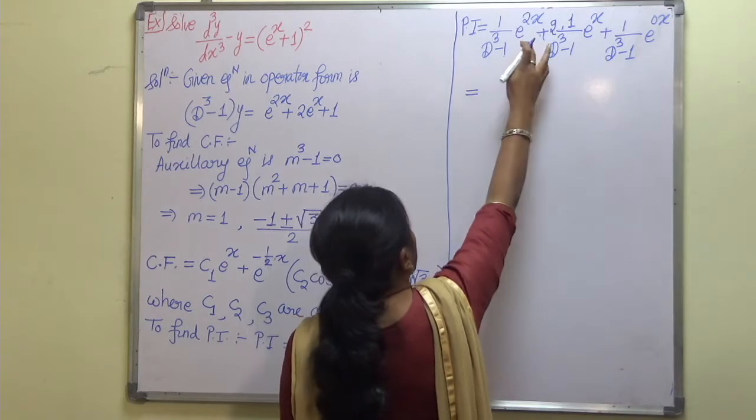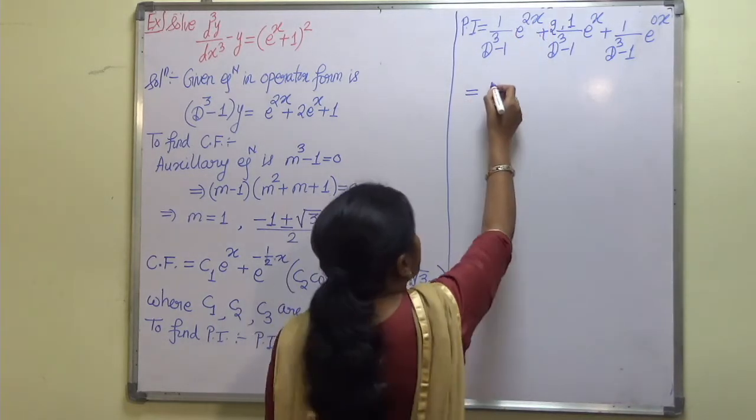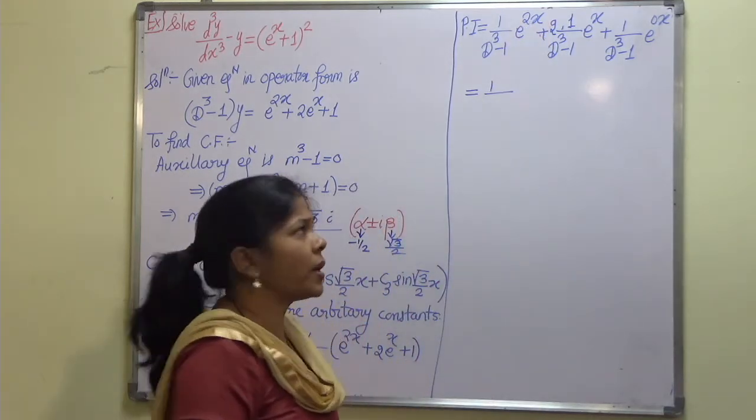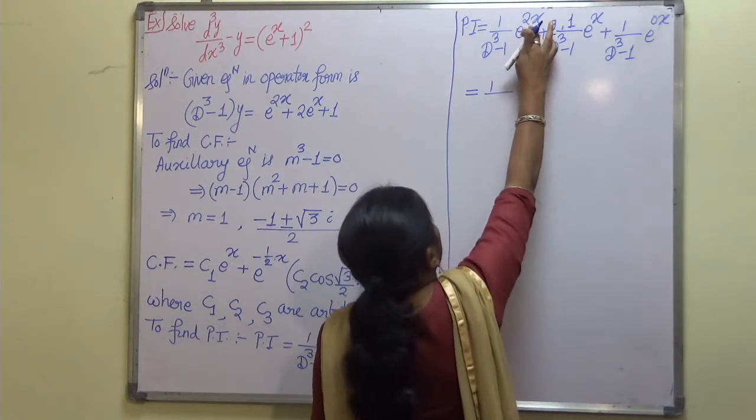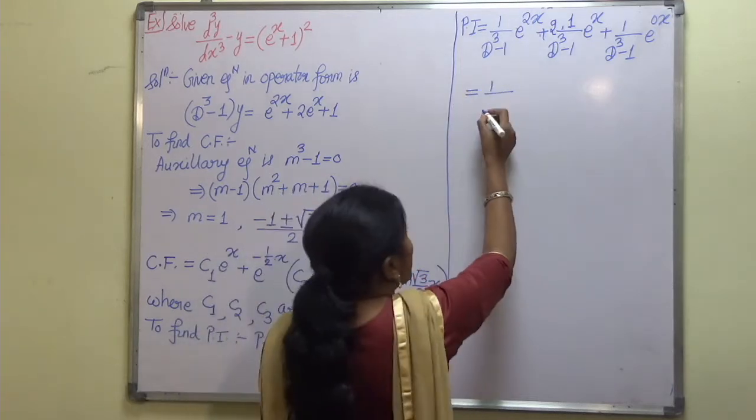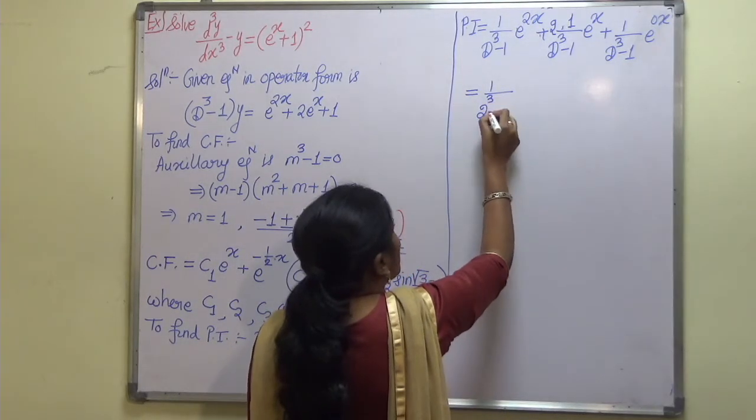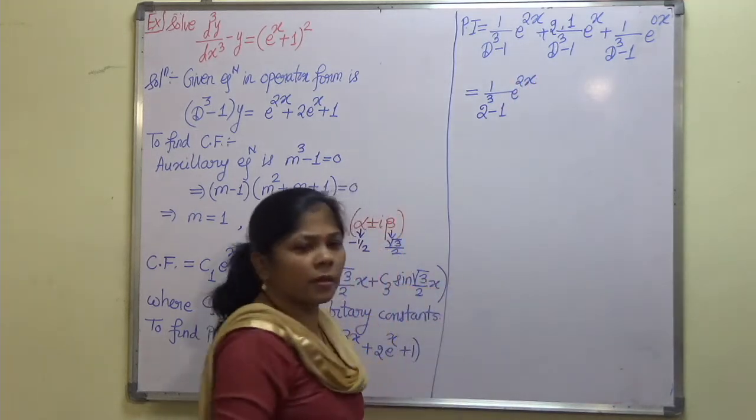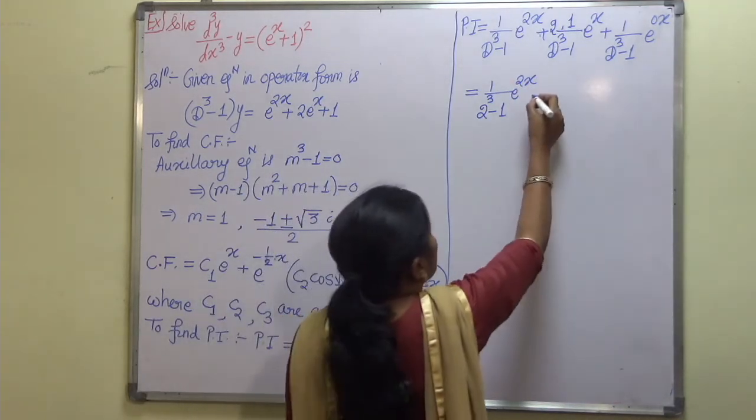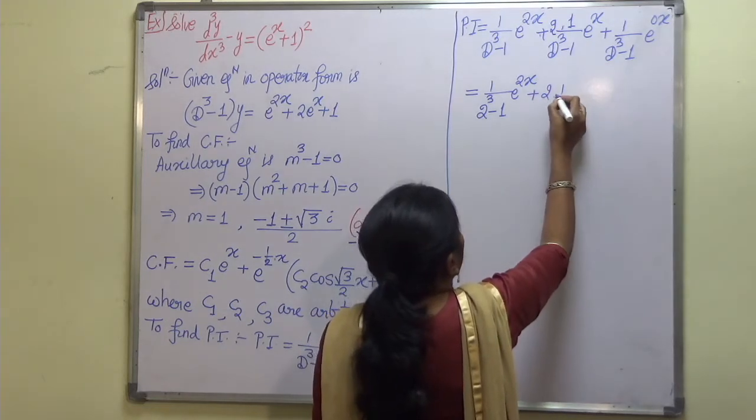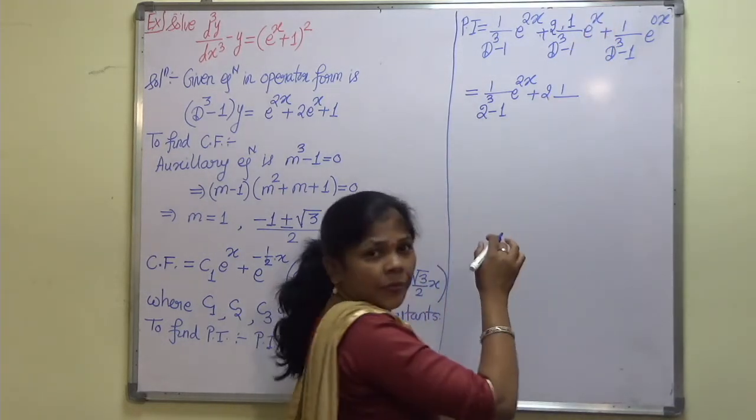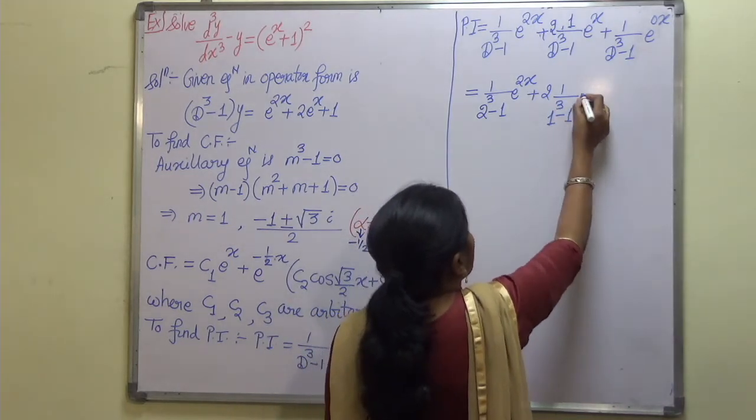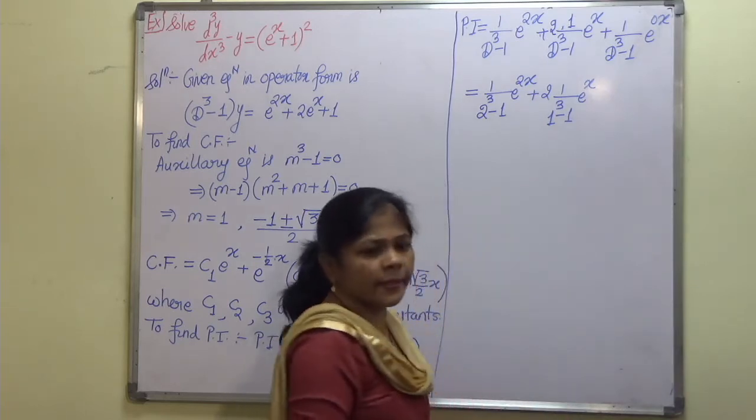Now here in the first term a is 2. Coefficient of x in the exponential term is 2. So replace d by 2. So 2 cube minus 1 operating on e raised to power 2x. Then plus 2, 1 upon what is a? A is 1. So it is 1 cube minus 1 operating on e raised to x.